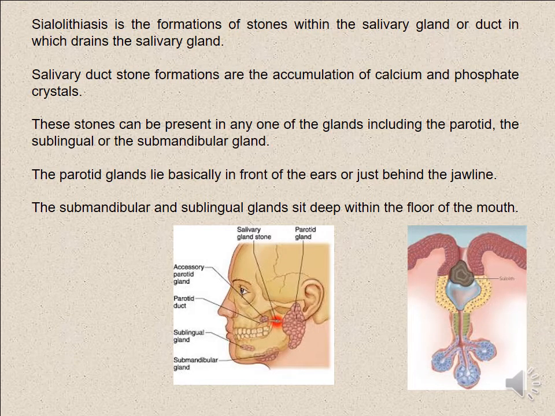The stone of the salivary gland is called sialolithiasis. Sialolithiasis is the formation of stones within the salivary gland or the duct that drains the salivary gland. Salivary duct stone formation is the accumulation of calcium and phosphate crystals. These stones can be present in any of the glands, including the parotid, the sublingual, or the submandibular gland. The parotid gland lies in front of the ear or just behind the jaw line. The submandibular gland sits deep within the floor of the mouth.